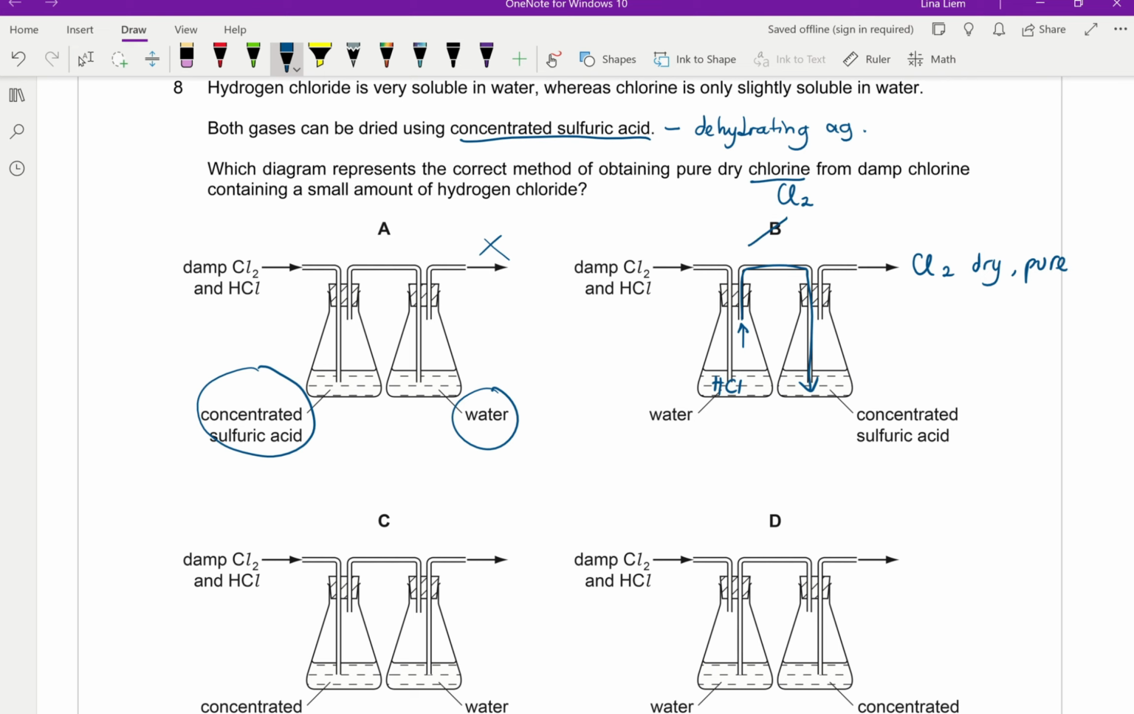Let's take a look at C. Again, C is where you dry the gas first and then you blow the gas into the water. So it doesn't make any sense. Your gas will be damp.